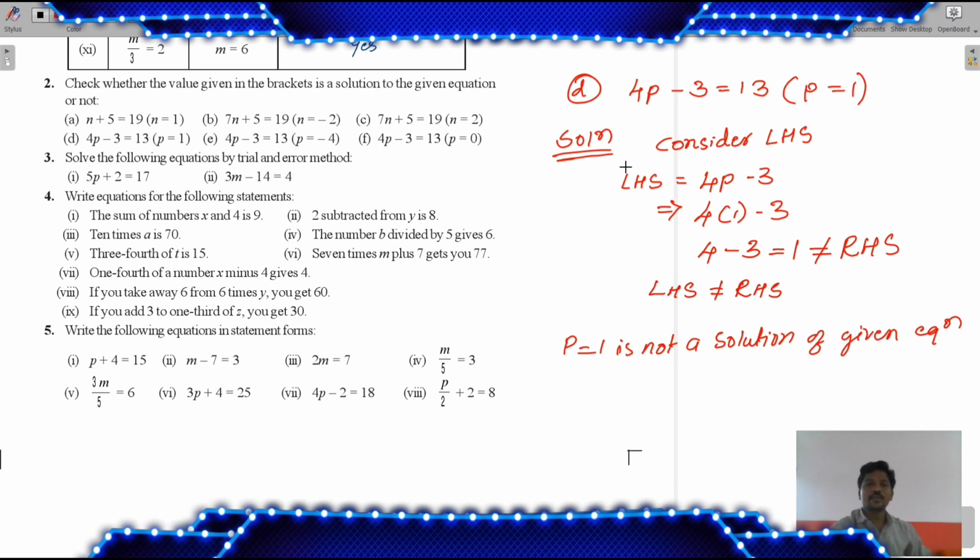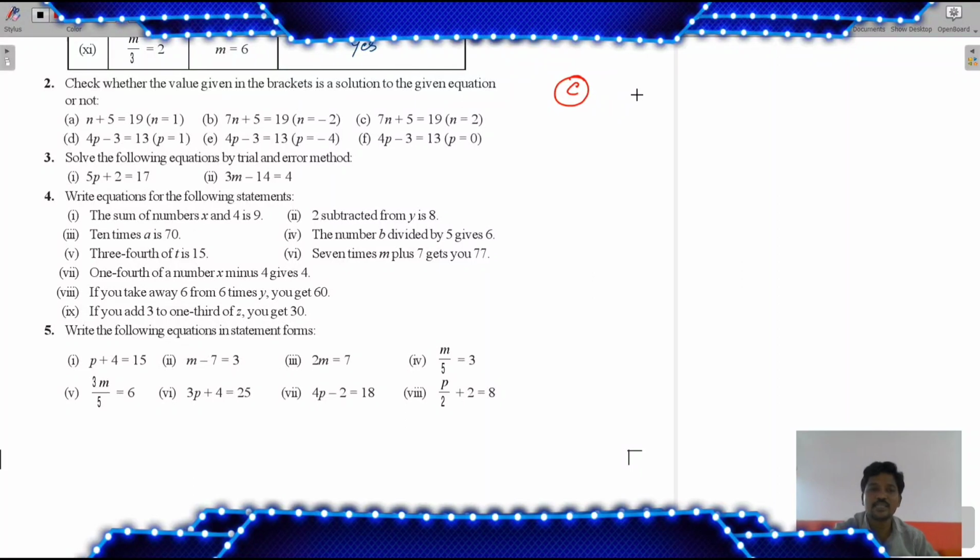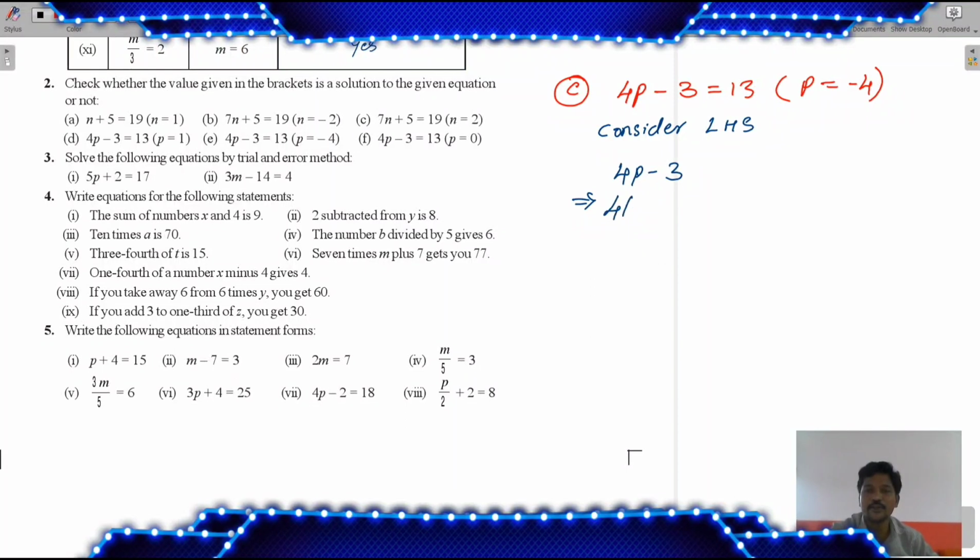Right? Okay. Now D question is over. Now next question, E. 4p minus 3 is equal to 13. We need to check whether p equals minus 4 is a solution of the given equation or not. Solution: consider LHS, 4p minus 3. We need to substitute p equals minus 4: 4 into bracket minus 4, minus 3.